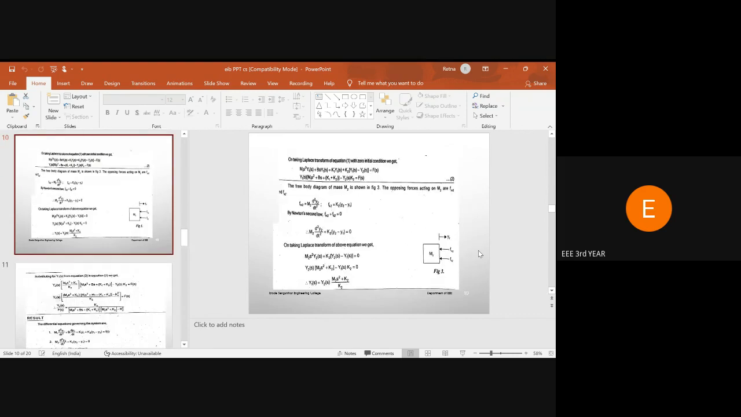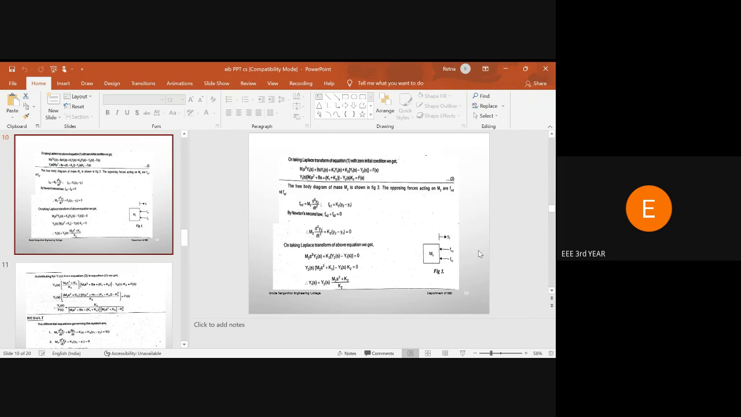By taking the Laplace transform of the above equation, m1 s square into y1 of s plus bs y1 of s plus k1 y1 of s plus k2 into y1 of s minus y2 of s equal to f of s. Y1 of s into m1 s square plus bs plus k1 plus k2 minus y2 of s k2 equal to f of s. This is the differential equation of the first mass.